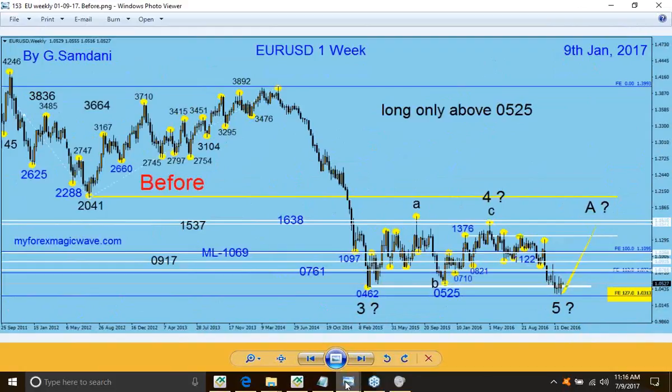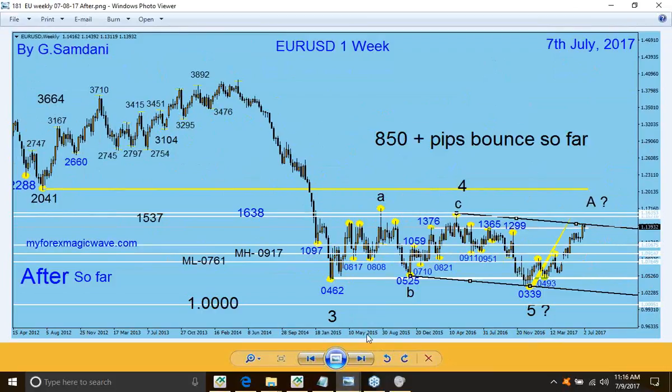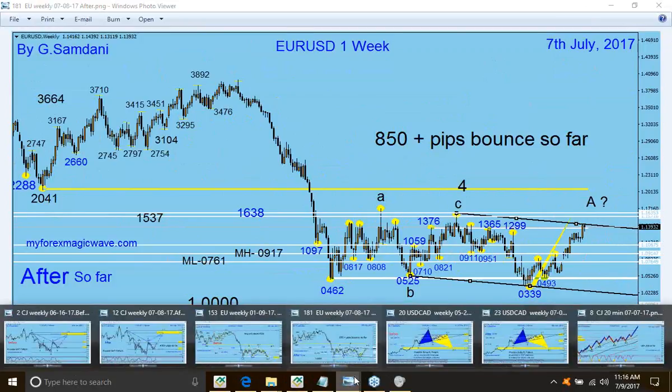So what happened to this chart is this. You see, I pointed exactly to here, and then we are here right now as of last Friday. So this is how powerful it is, and all together from here to here is an 850 pip bounce. One more chart, that's it.